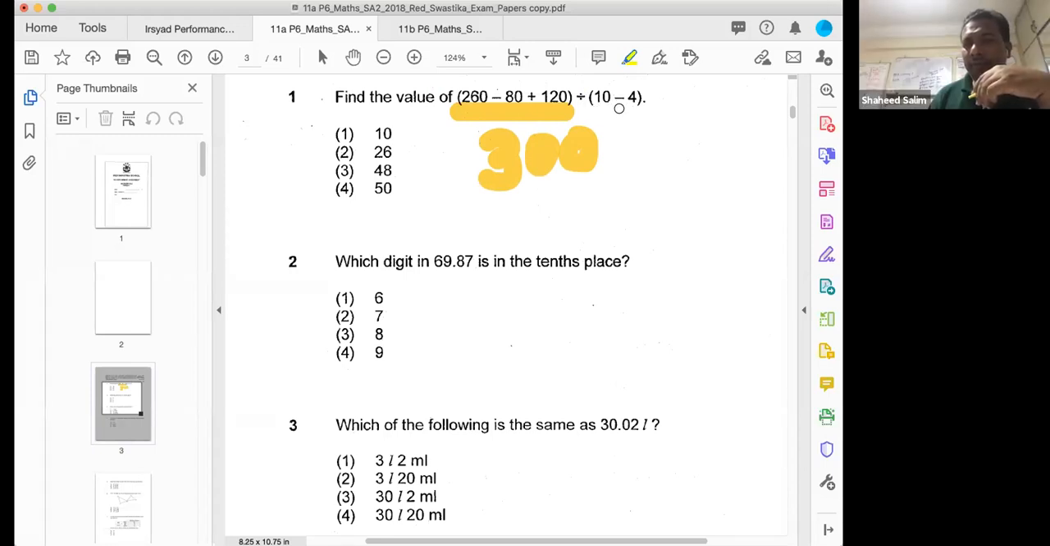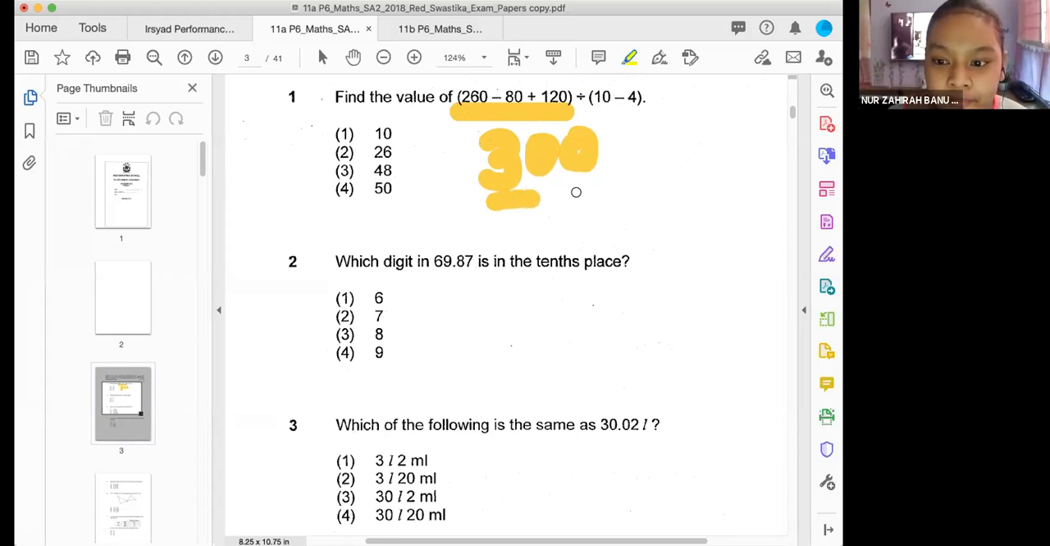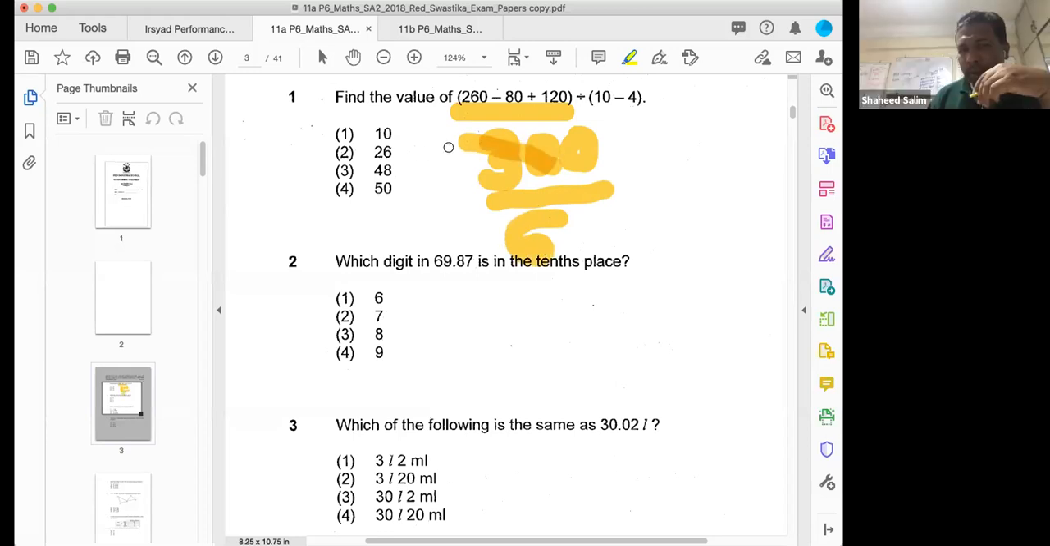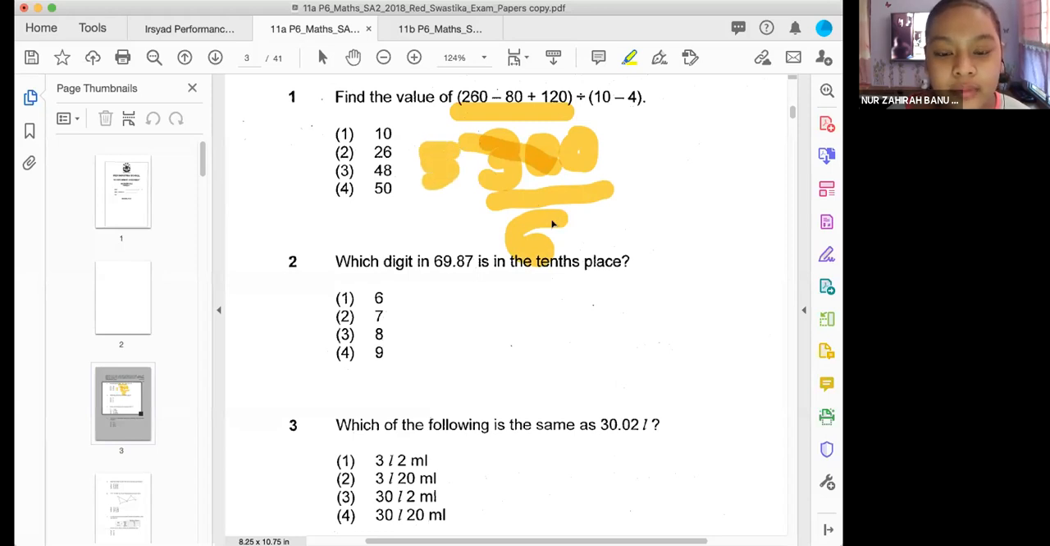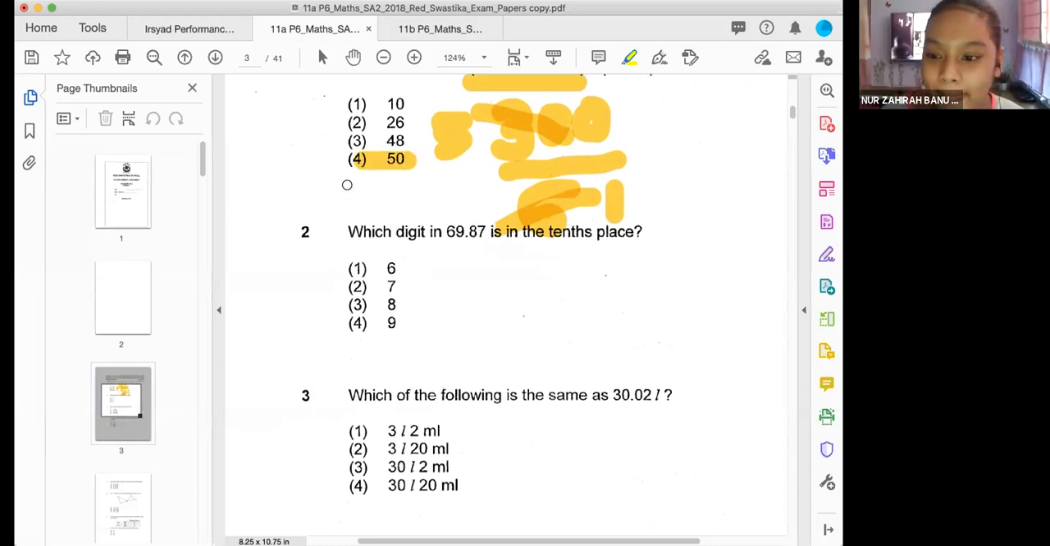So 300 here. And then you divide by how many? This one you minus first. 6 divided by 6. Then you do like that. Just put it like that. Now 30 can be 6. What do you get here? 5. So this one is 50. Okay, Raihana, this one straight one.